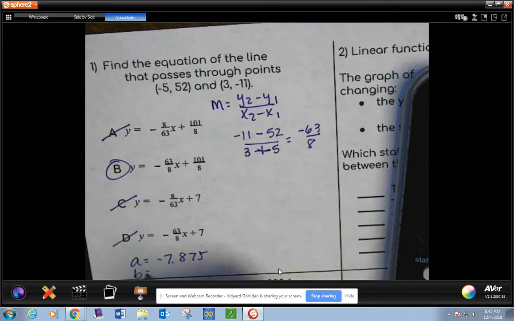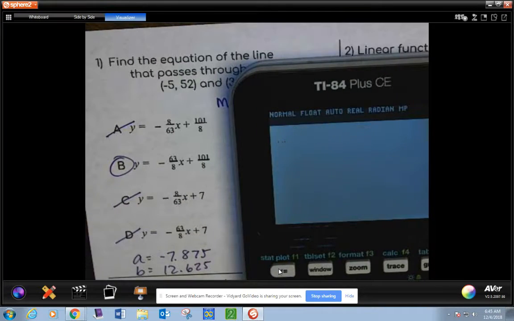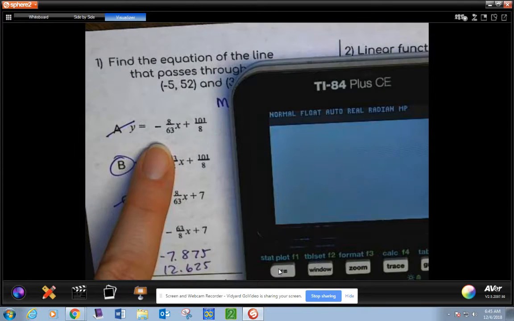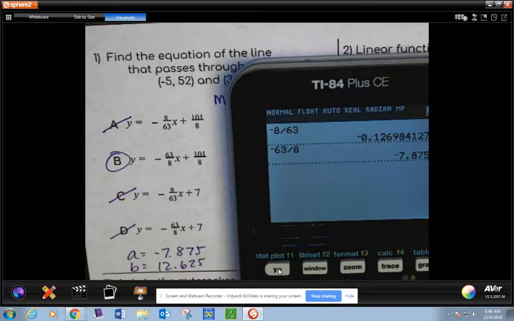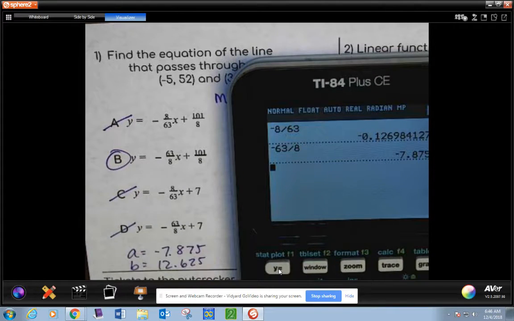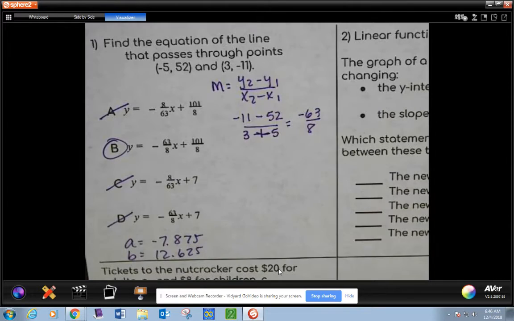So if you write down A equals -7.875 and B equals 12.625, now all you have to do is come back to your calculator, and if you do -8 divided by 63, that does not give you A. And if you do -63 divided by 8, it does give you A. And then you would just have to check, you know your B is that, so it can't be 7. Okay, so there's question 1 with calculator, by hand, everything.